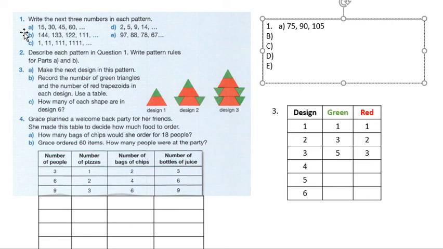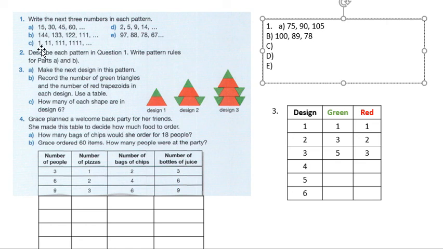B, 144, 133, and so on. Once again, by inspection, you can see what it's doing. However, I would encourage you once again to look at what the pattern is doing in terms of increasing or decreasing. From 144 to 133, it decreases by 11. Similarly, every new number decreases by 11. Therefore, we are going to continue the pattern of decreasing by 11. So 111 minus 11 is 100. 100 minus 11 is 89. And 89 minus 11 is 78.